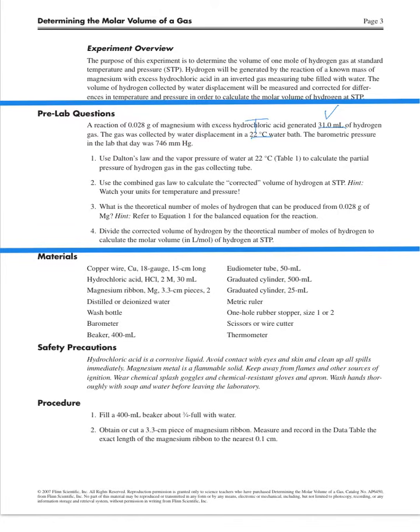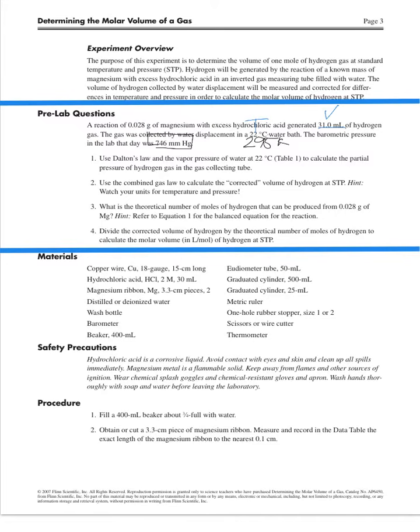Now, as soon as we have degrees Celsius, remember we should be converting to Kelvin, so 297, no wait, wrong math, erase, let's get the right math in here, 295 Kelvin. And then the barometric pressure in the lab that day was 746 millimeters of mercury.